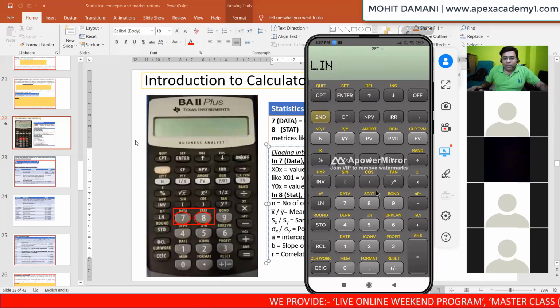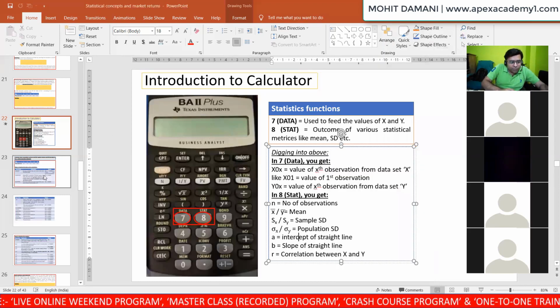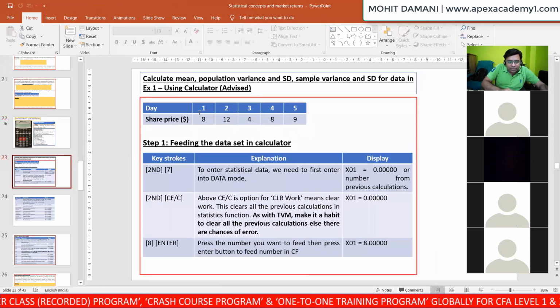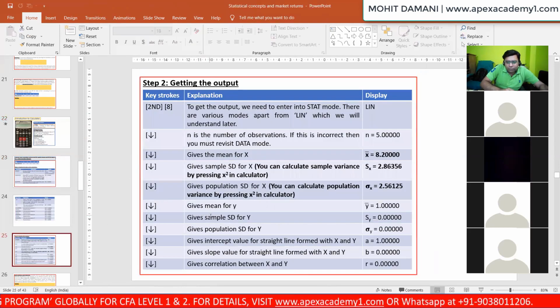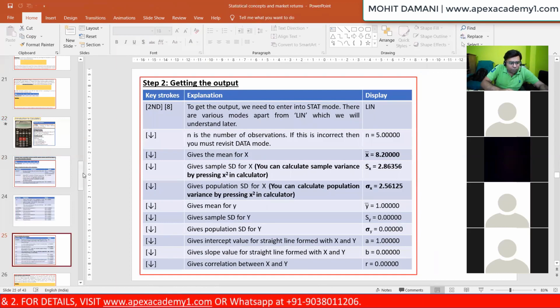Okay, so first thing is, let's enter the data. So suppose this is the data, this is only x-axis data, I want to enter both the data in one go.